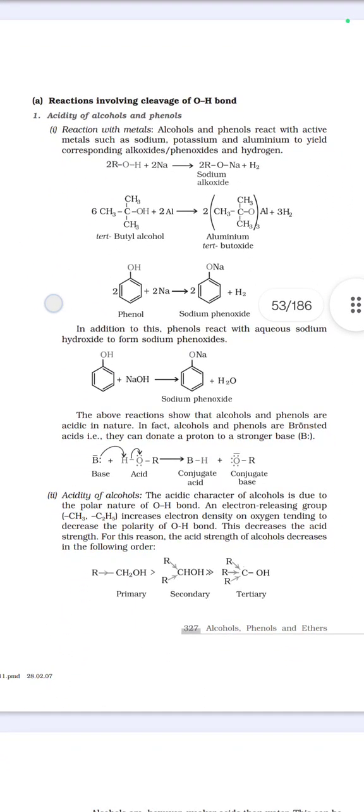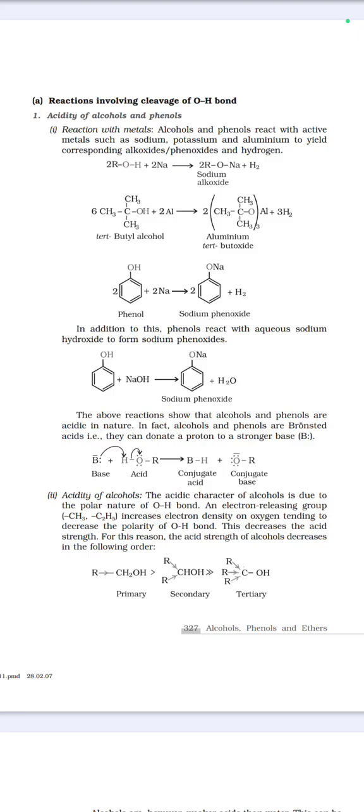Reaction involving cleavage of the O-H bond. Acidity of alcohol and phenol. First, reaction with metals. Alcohol and phenol react with active metals such as sodium, potassium, and aluminium to yield the corresponding alkoxide, phenoxide, and hydrogen.